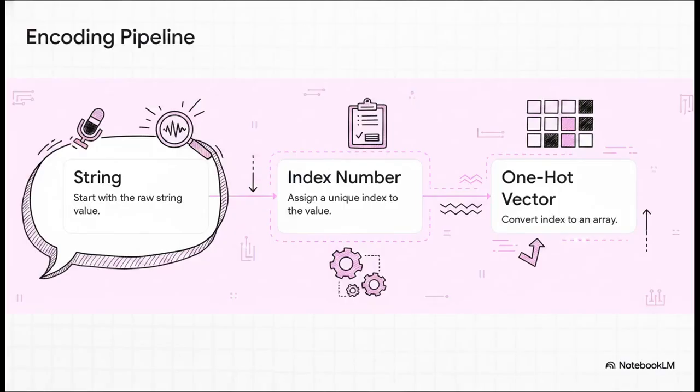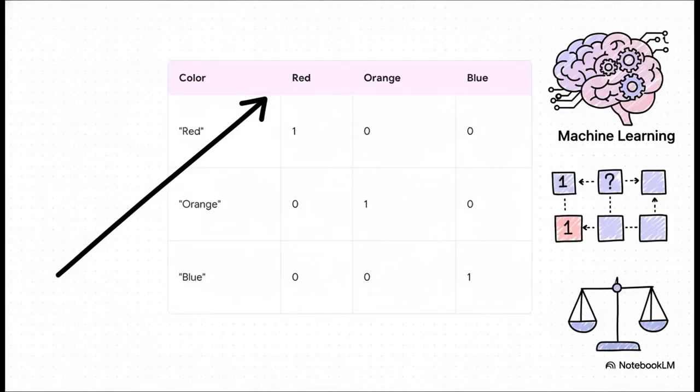So how exactly do we take a discrete word, like red, and turn it into a number the machine can safely digest? Well, we use a vocabulary encoding pipeline. First, we start with the raw string itself, like red. Second, we assign it a unique index number so the computer has a way to reference it, but we definitely don't stop there. The real magic happens in step 3, where we convert that index number into what's known as a one-hot vector. In a one-hot encoding, you get this really elegant diagonal line of ones across your data.